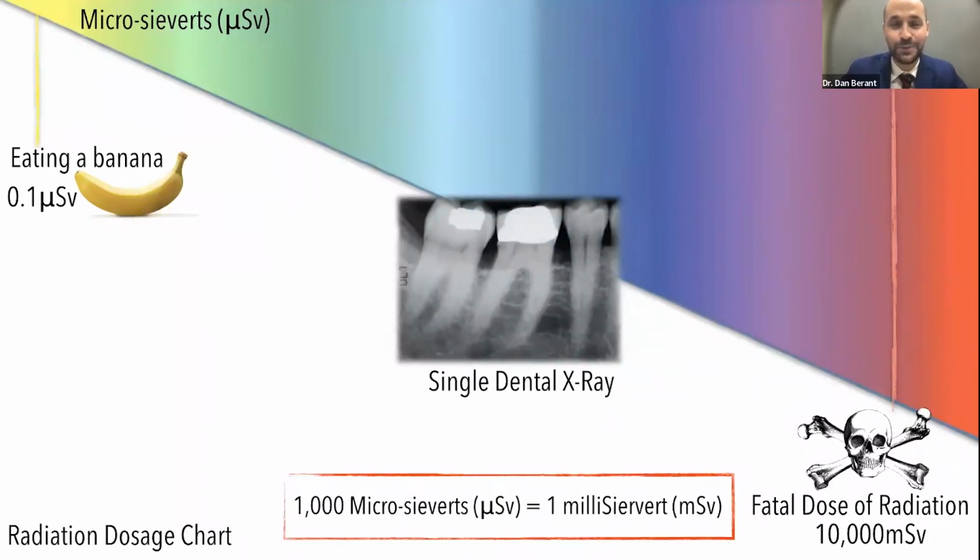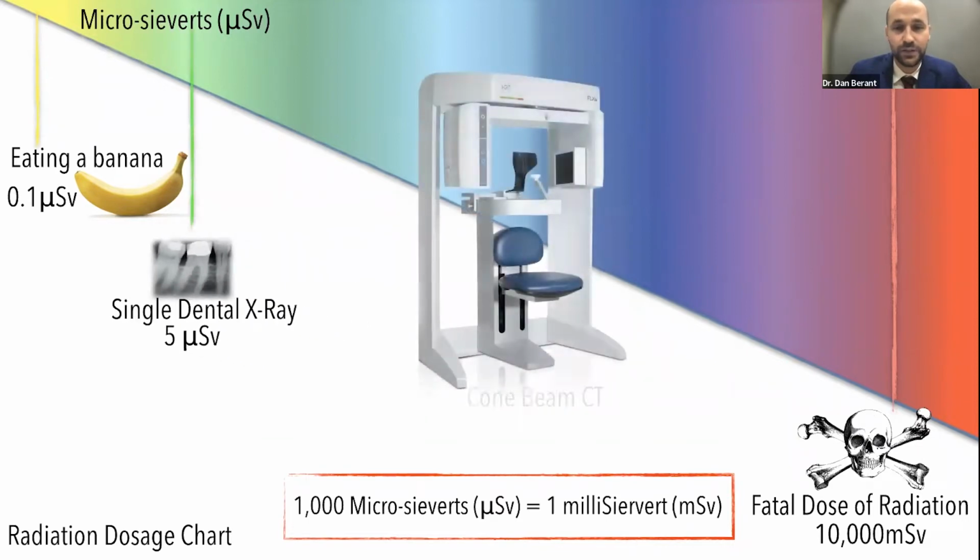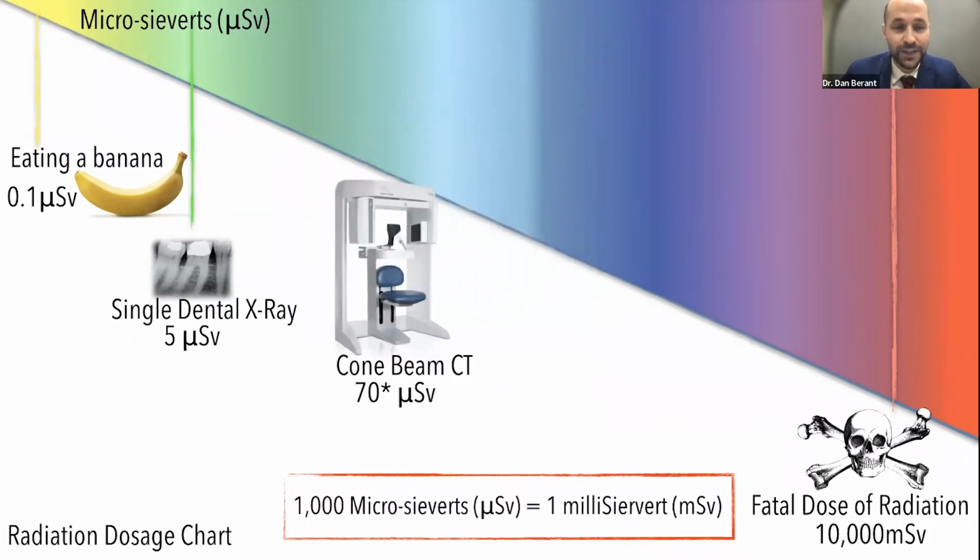We'll turn it to something more practical. How much is in one single dental x-ray? In the particular example, it's approximately 5 microsieverts. And so we can go ahead and place that over there on the far left. Now, what about a cone beam CT? So in this particular paper, they cited 70 microsieverts. Now, there's an asterisk there because we're going to be talking in more detail about how you get to that number.